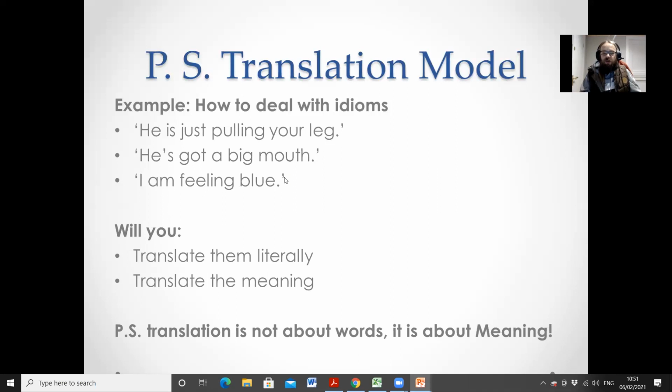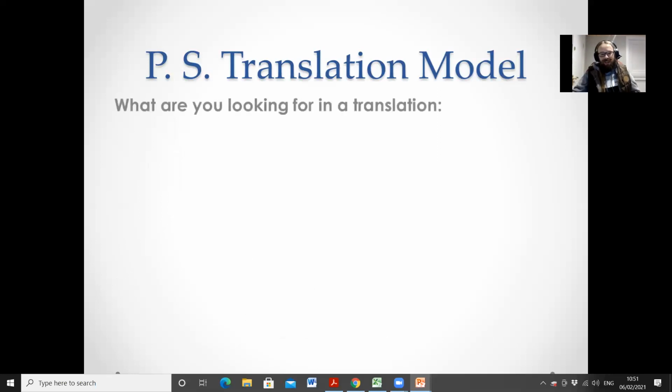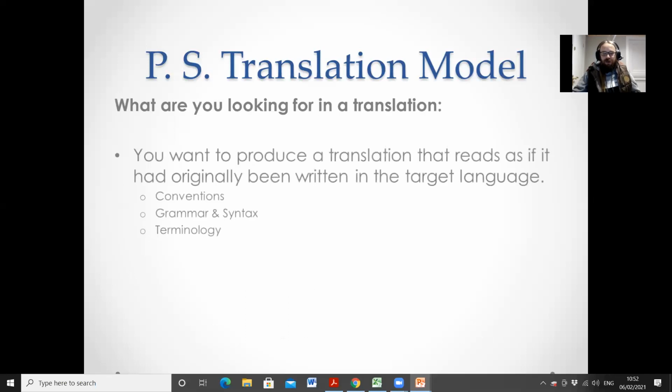So as an interpreter, should you really overthink that, and maybe try and find an equivalent idiom? No, it's not relevant. It's not important. What's important is that we get the meaning of that message across, so that healthcare worker gets a meaningful response, so that she can provide the level of care that that patient needs. That's what's important for a public service interpreter, not to show off our knowledge of idioms. So what are we looking for in translation?